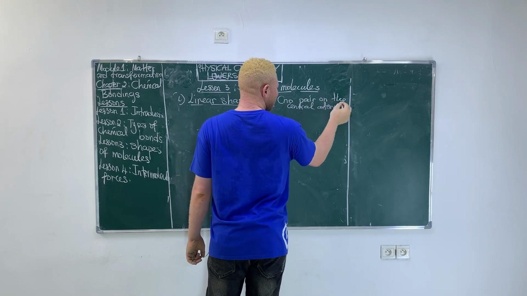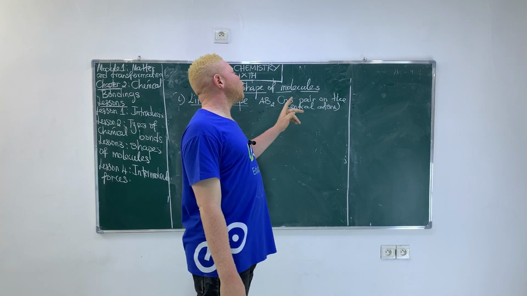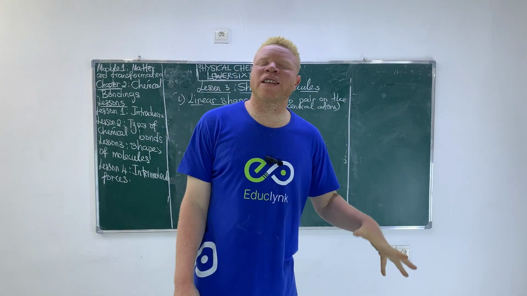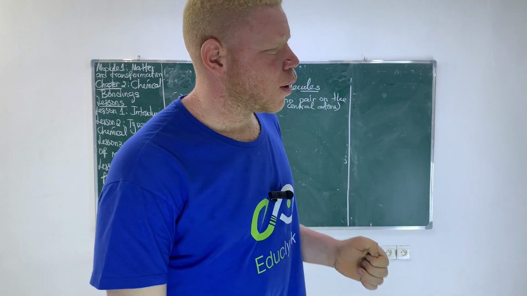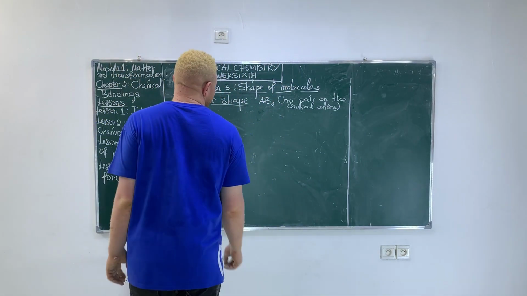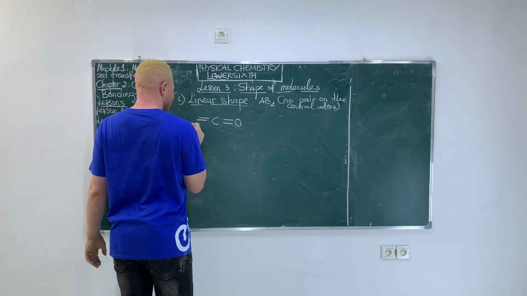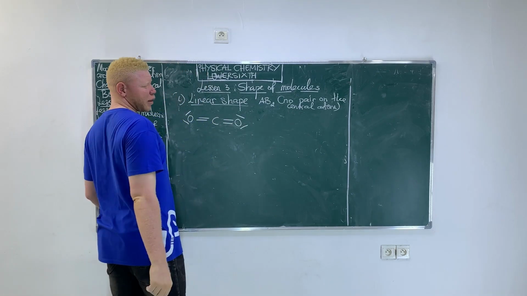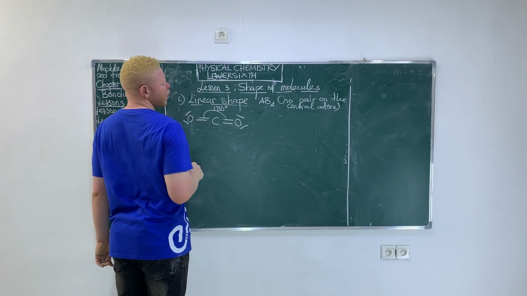So that's the condition. The first condition is AB2 and no lone pair on the central atom, because if there's a lone pair on the central atom, we will not be able to have a linear shape. So I'll draw some examples of linear molecules. We have the molecule of CO2, which is linear, with bond angle 180 degrees.